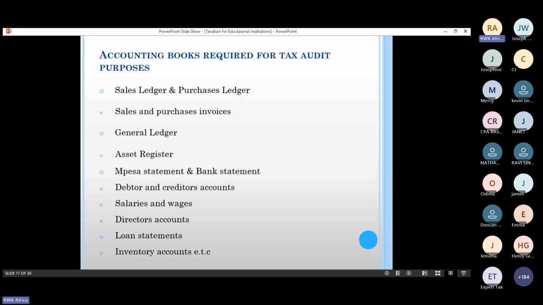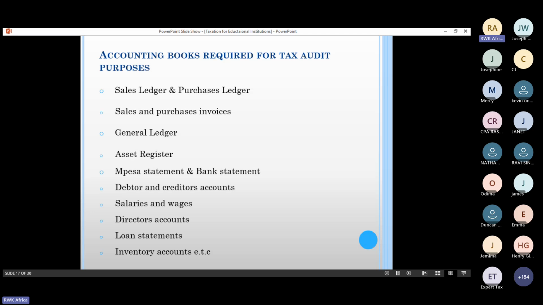So you should maintain them at your office. Then have the general ledger, the asset register. You have the M-Pesa statement and the bank statement. They want to verify your income using those. Debtors and the creditors account, so that you cannot overstate your debtors and the creditors. The debtors and the creditors that you declare, are they the actual? Is that the actual position of the institution?